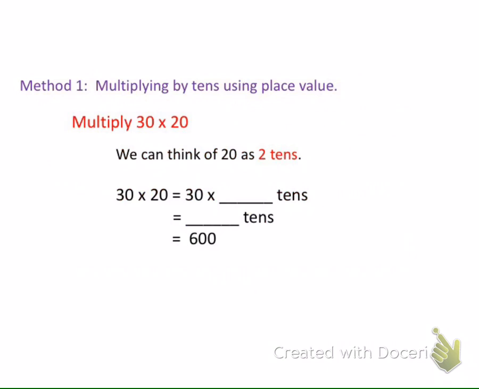First method we're going to talk about is multiplying by tens using place value. Our sample is 30 times 20. We can think of 20 as 2 tens. 30 times 20 is the same as 30 times 2 tens. Now, I know that 30 times 2 is 60, so I have 60 tens. And if I had 60 tens, I would have a total of 600.